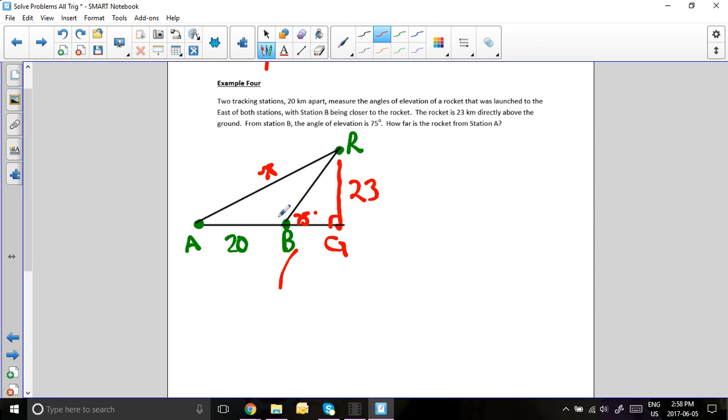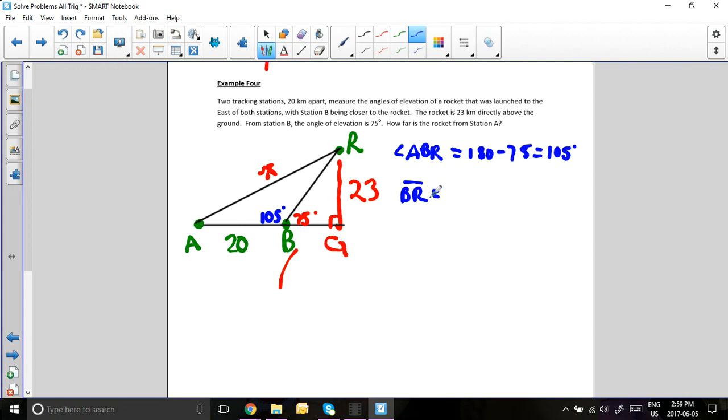So I know that angle ABR inside here has to be 105 degrees, because this angle and this angle have to add up to 180. So angle ABR is equal to 180 minus 75, so 105 degrees. Okay, now I can find how long BR is using SOHCAHTOA in this right triangle.